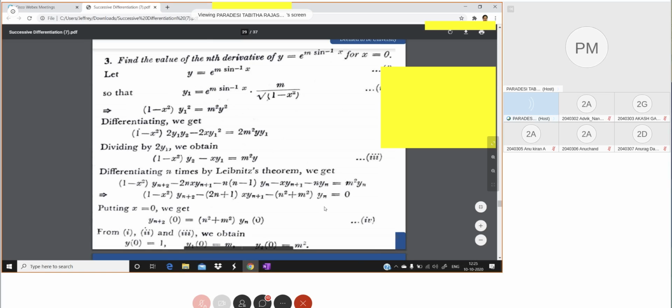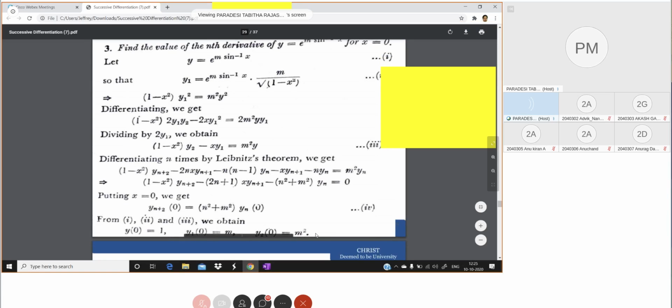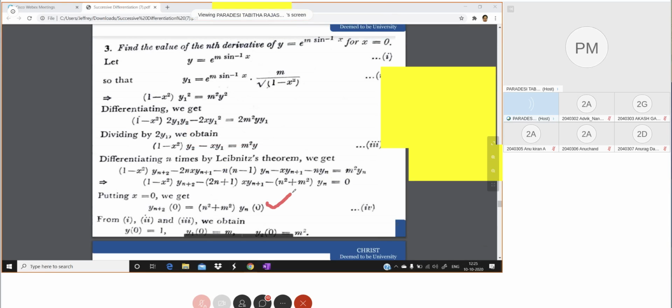Can you see the last step? It's difficult to see, but I will read it out. Now we got the most important equation, because from this equation we can get values. This is about the nth derivative equation. This is about the values equation. Now we can comment on the values.